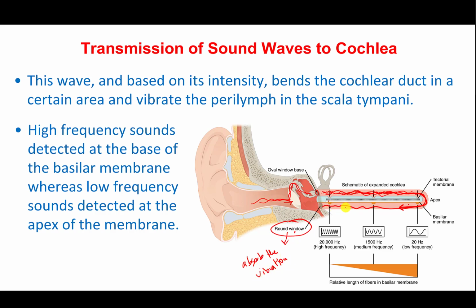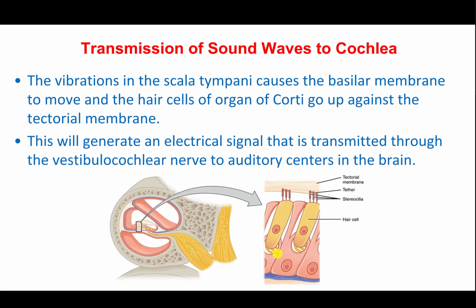So the idea is that we don't want the vibrations or this wave in the fluid to hit and go back, right? I don't want this to happen. So the round window will act as a sponge that will absorb those waves and prevent them from going back. So that is how the sound wave is converted to action potential.